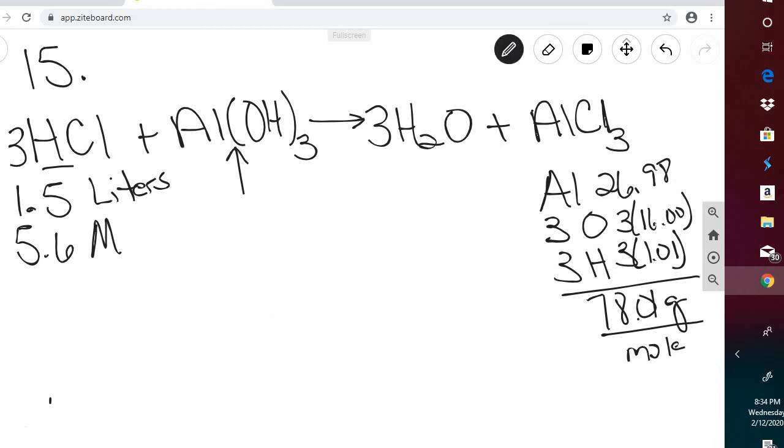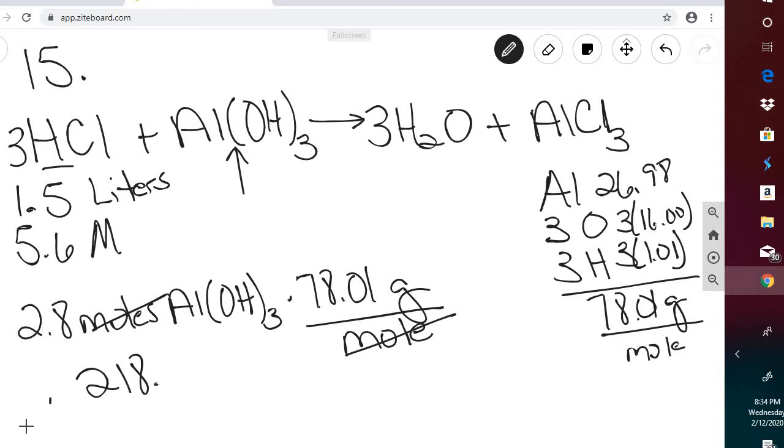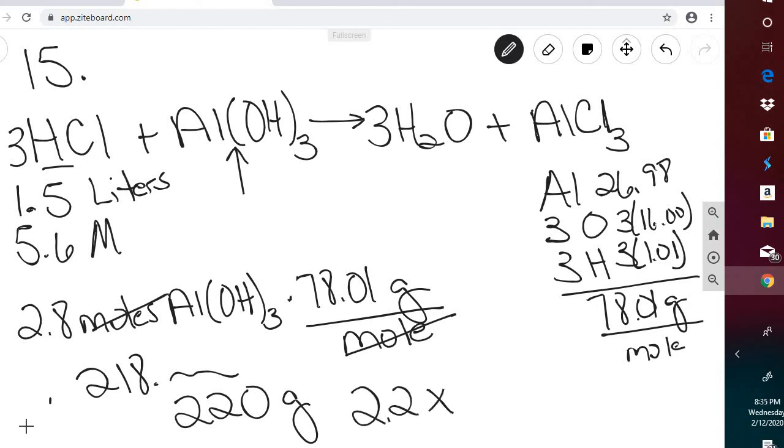So it was 2.8 moles of aluminum hydroxide, and there are 78.01 grams in a mole. So moles are canceling, grams, and what you'll get is 218 point something. But we can just have 2 significant figures, so your answer would need to be 220 grams of aluminum hydroxide. And you could also write this 2.2 times 10 squared grams. Those are your answers right there.